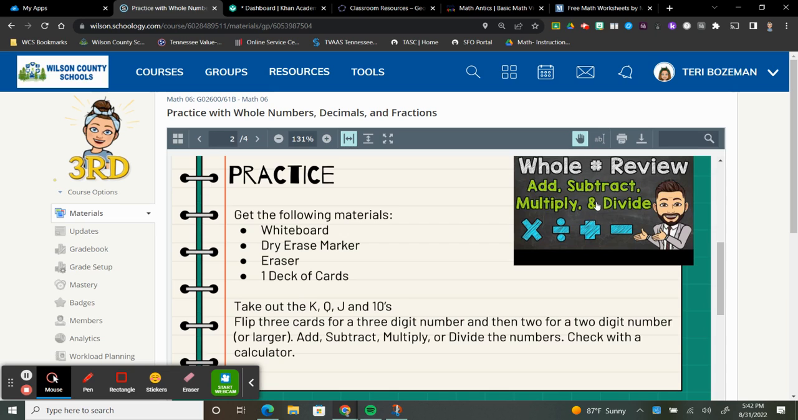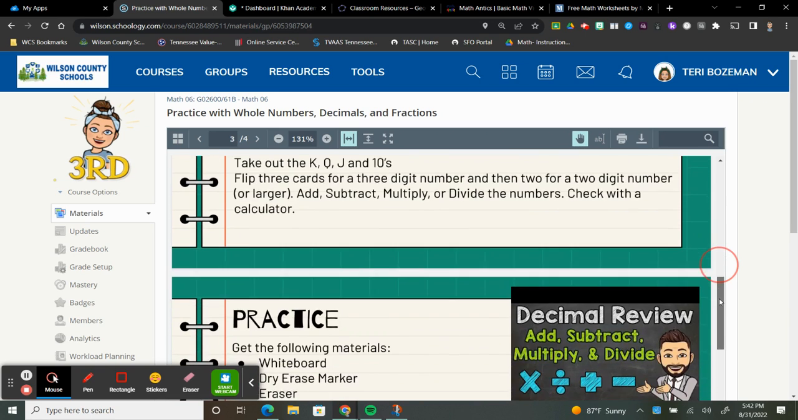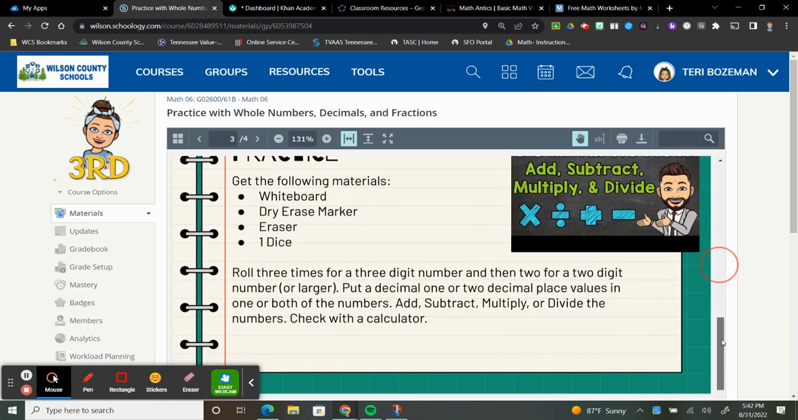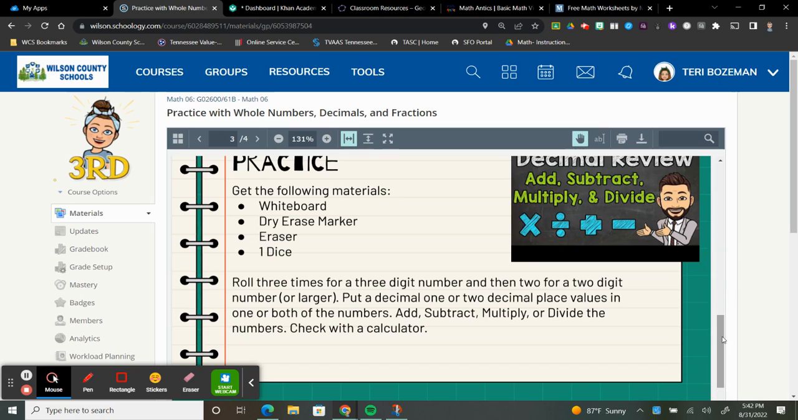And then there's this video here, so it switched to the hand to click. If they click on that video, it takes them to a YouTube video with Mr. J, and he goes over adding, subtracting, multiplying, and dividing whole numbers. So if they needed that example, then they could watch that video and then practice with the steps that it says to do. Same thing for decimal review.